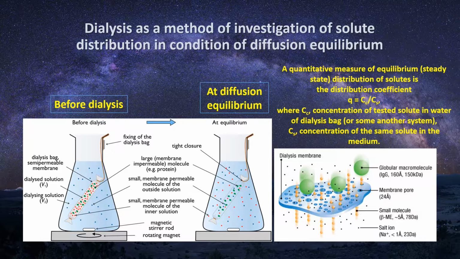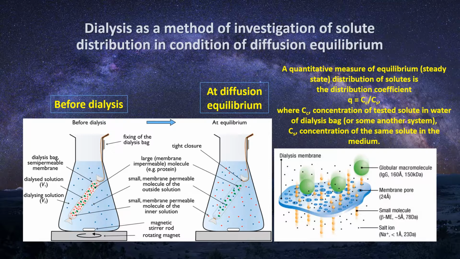After that, diffusion fluxes begin in the dialysis system. After some time, the diffusion fluxes come to an end and diffusion equilibrium is established. Now, if we calculate the ratio of a solute concentration in the bag water to its concentration in the bathing solution, we get a distribution coefficient of the solute between bag and medium. This distribution coefficient is an indicator for us showing whether the dialysis system is single-phase or two-phase.